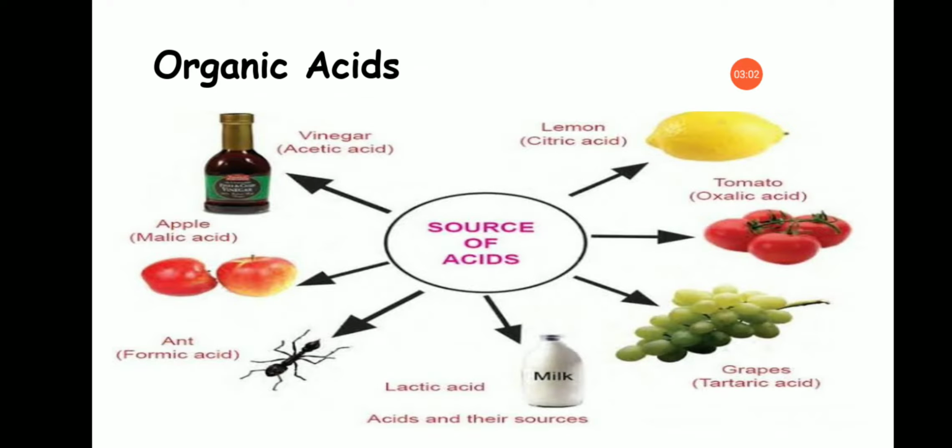Let's check out some more examples of these organic acids and their sources. Citric acid is present in lemon, oxalic acid is present in tomato, tartaric acid is present in grapes, lactic acid is present in milk, formic acid or methanoic acid is present in ant, malic acid is present in apple, and acetic acid is present in vinegar. These are the different examples of organic acids. They are derived from plants and animals.